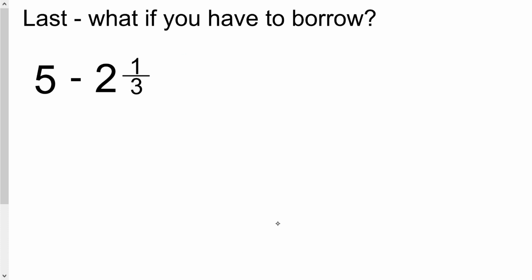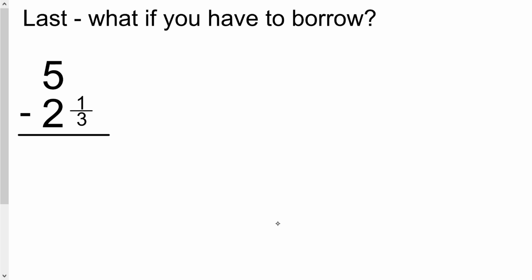Last thing we need to go over, what if you have to borrow? Now for subtraction, I really do like to stack these up vertically. So I'm going to rewrite this as 5 minus 2 1/3. And I keep my whole numbers right here on top of each other, and I keep my fractions on top of each other, even if I'm missing a fraction. So I can't do 0 minus 1/3.